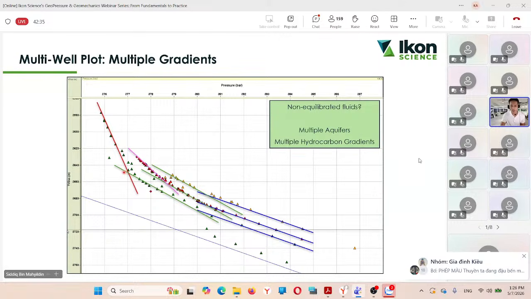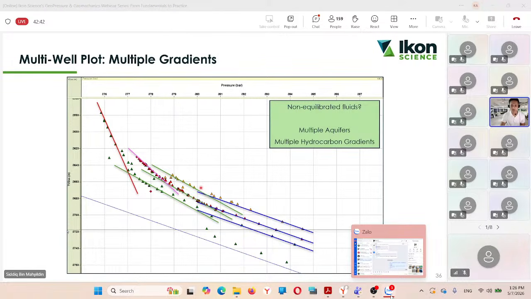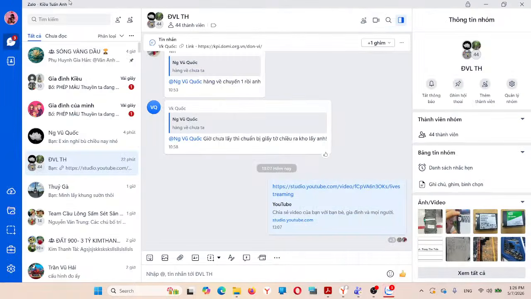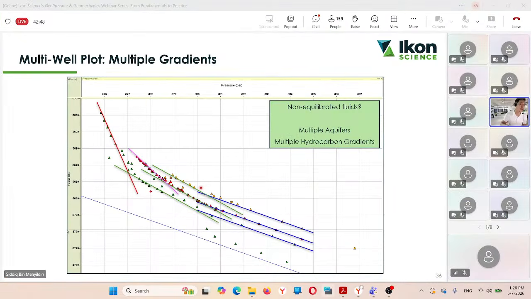So the key takeaway here is that when you see multiple gradients like this, it is usually a sign that the subsurface is more complex than just a single continuous system. So go back and take a look at the GIS level of it, to see how far all of these wells are from one another and see if there's faulting and so on.